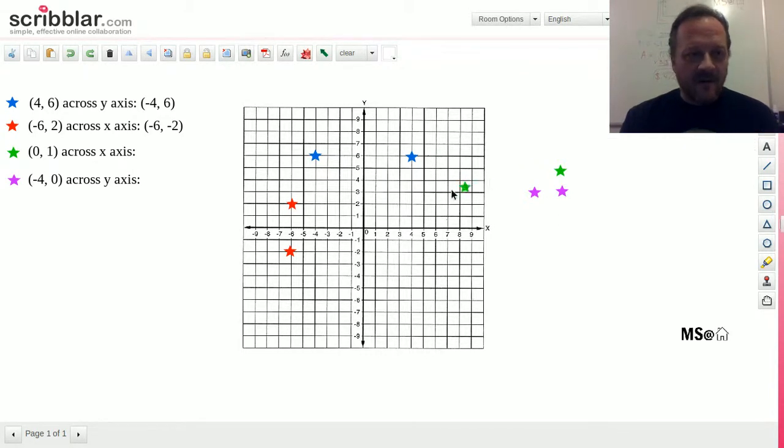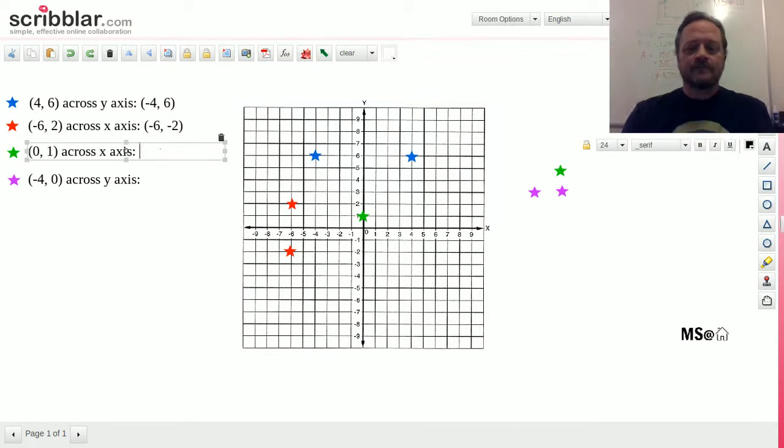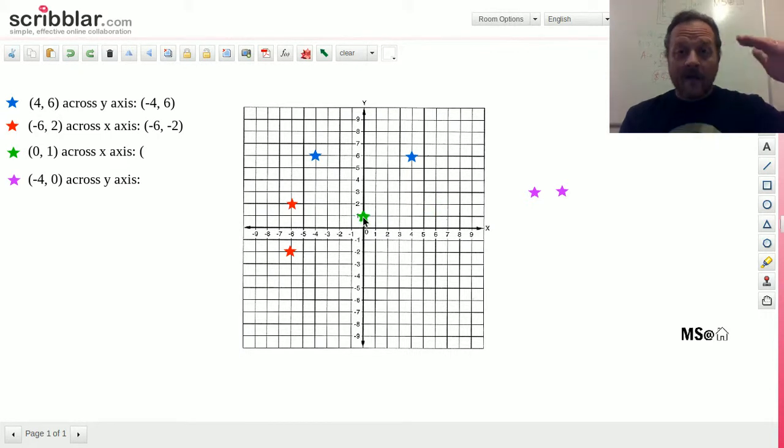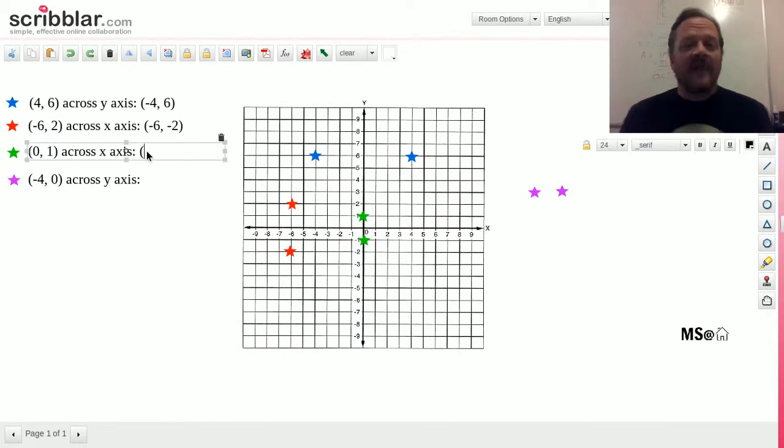Next one I have 0, 1. So 0 in the x direction and 1 in the y direction. Okay? We're going to reflect that across the x-axis. So it's at 1 right now, 1 above the x-axis, which means my reflection is going to be 1 below the x-axis. And I should see a new point that has an opposite y value of the original. And that's actually what happens. X doesn't change. It's in the same x position, but my new y value is the opposite of the original.